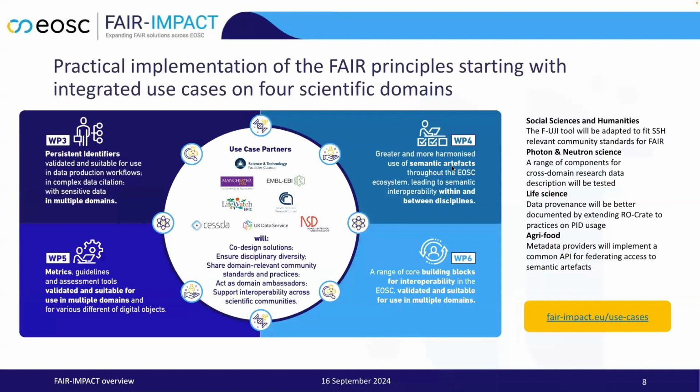In this slide, you can see a little bit how we work across domains in the 4-pillar work packages on persistent identifiers, metadata ontologies, metrics, and interoperability. So the use case partners that we have that represent specific domains, those you can see on the right of your screen, on social sciences and humanities, photon and neutron science, life science, and agri-food. These use case partners, they provide their expertise in the project, in these pillar activities.